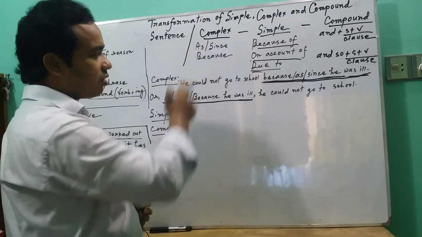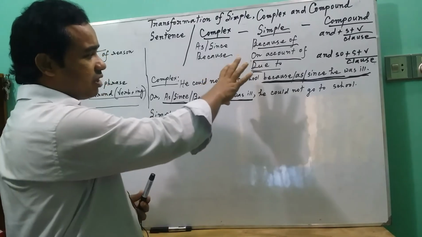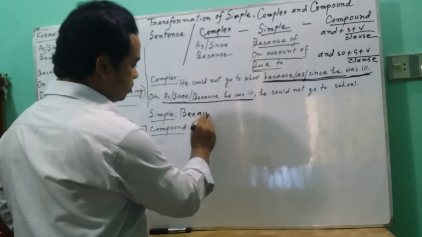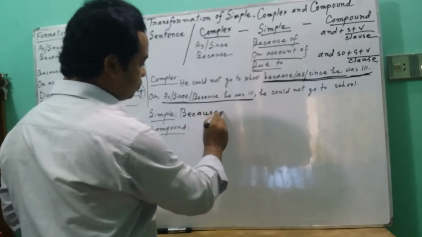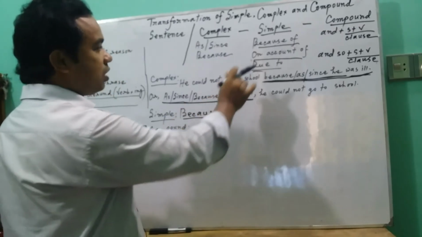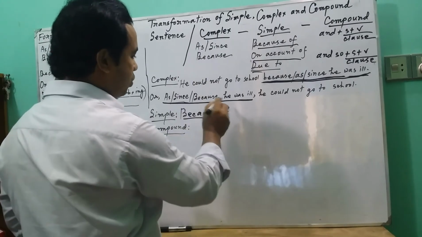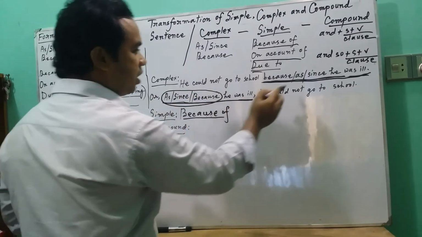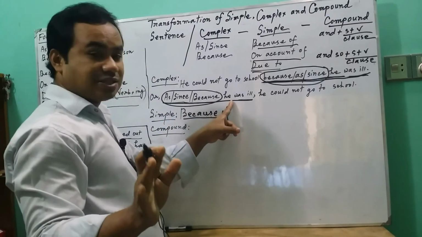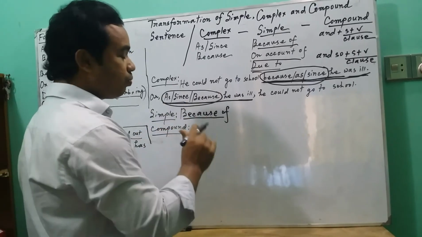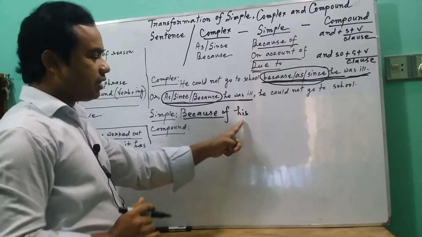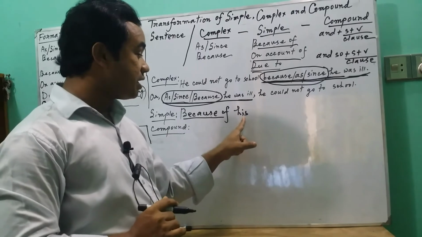I'm using here because of, or you can use on account of also, but there's a little bit of grammatical difference. I'll tell you that. I've used because of as per the rules. In place of these words you have used because of. Okay, if you write the subject, you have to use the possessive adjective of the subject. What is the possessive adjective of he? His. Because of his. As this is a possessive adjective, this is a noun modifier.